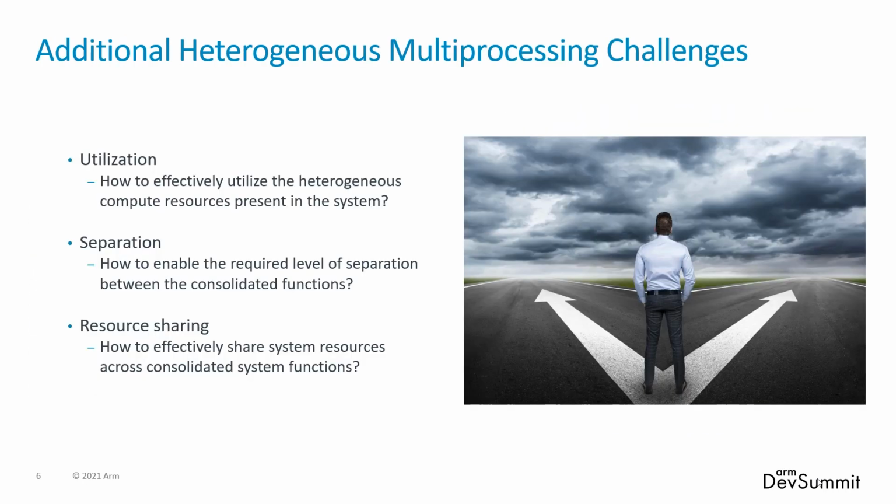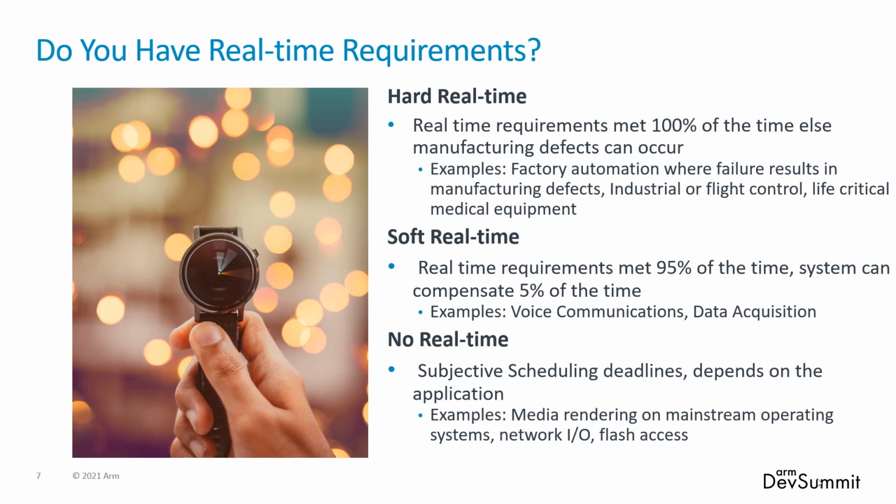Some additional challenges, right? How do I efficiently utilize all the different compute resources on the system out there? I already talked a little bit about the separation. If I do require any separation, how do I make sure that separation is honored? And then finally, resource sharing. There are still some things that are going to have to share resources, be it memory, peripherals, and other things out there as well. And since this is embedded, there are other factors that we need to take into account.